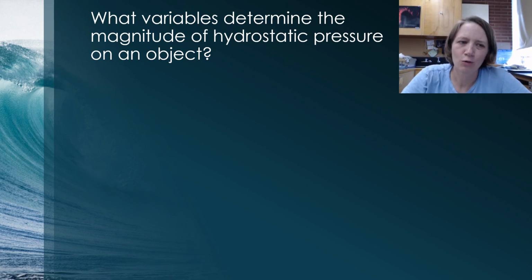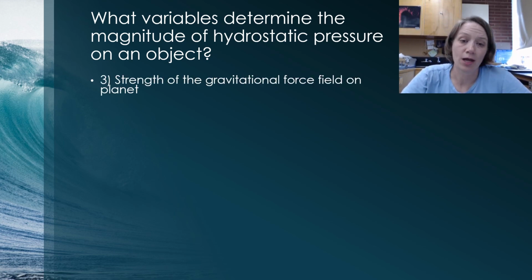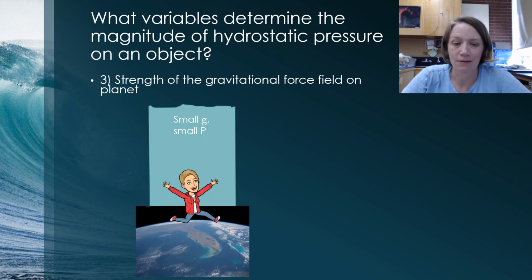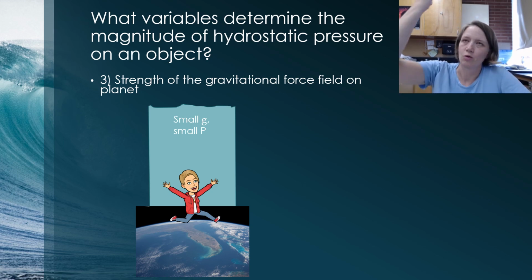And the third variable, which maybe a handful of you guys came up with, but probably not everybody, is the strength of the gravitational force field on the planet. In other words, if you're on a planet that doesn't have a ton of gravity, like for example Earth, you don't feel as much pressure because the fluid molecules above you aren't being pulled on that hard by the planet.